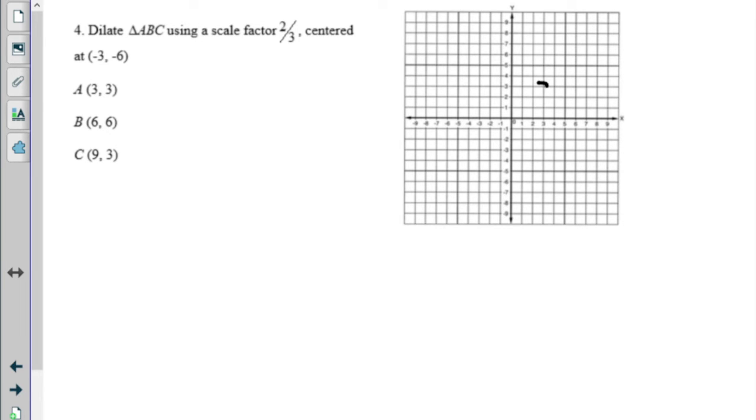So we have 3, 3 for A. We have 6, 6 for B. And we have 9, 3 for C. Now that we have those coordinates, we're going to ignore them until the end of the problem, because we're going to deal all in directions from my center. So this is the point that I'm writing all those directions from.